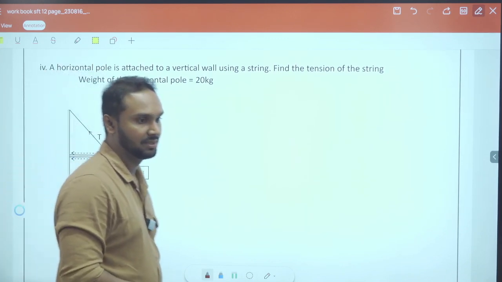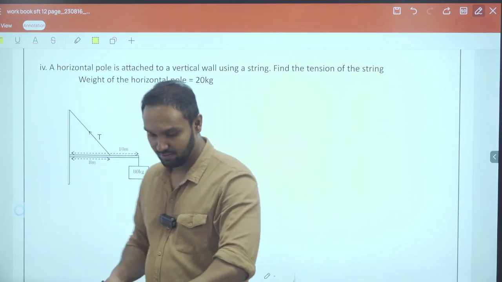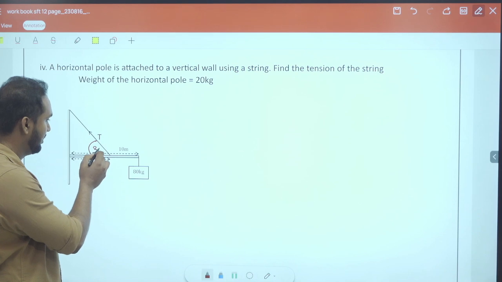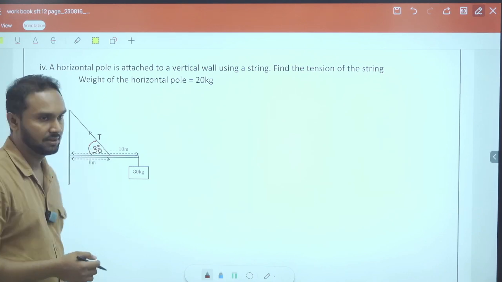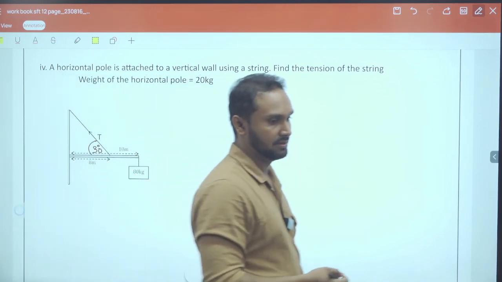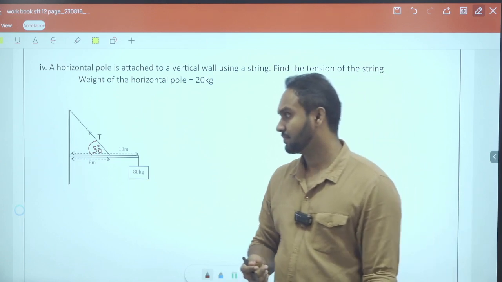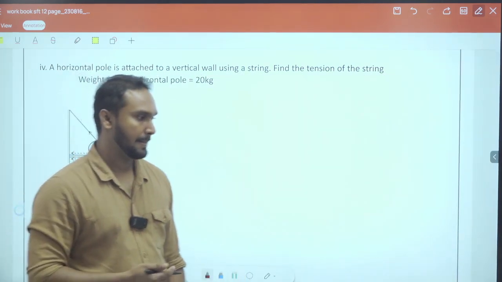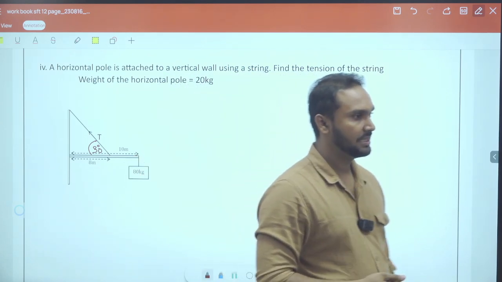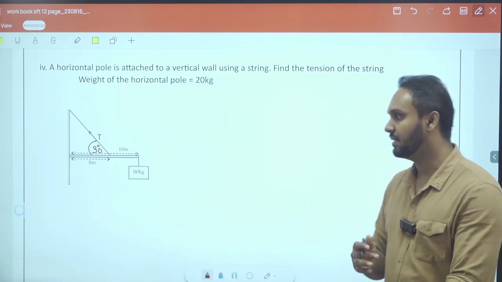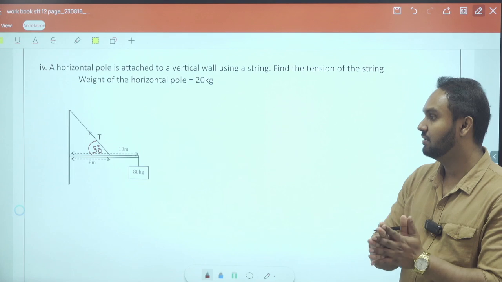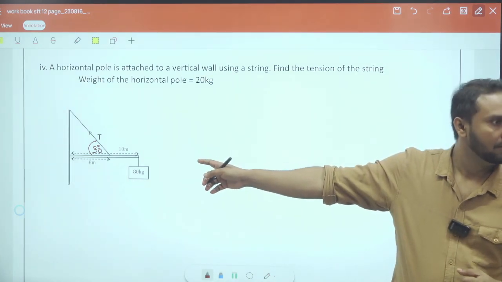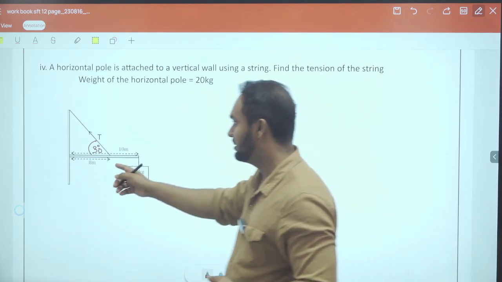Come to this question. Now put the value here, 30 degrees. Okay. This is 30 degrees. Right, 30 degrees. The angle here is 30 degrees. And you are asked to find the tension, and the system is under equilibrium. How do you find the tension? Now this is one of the best theories, you know.